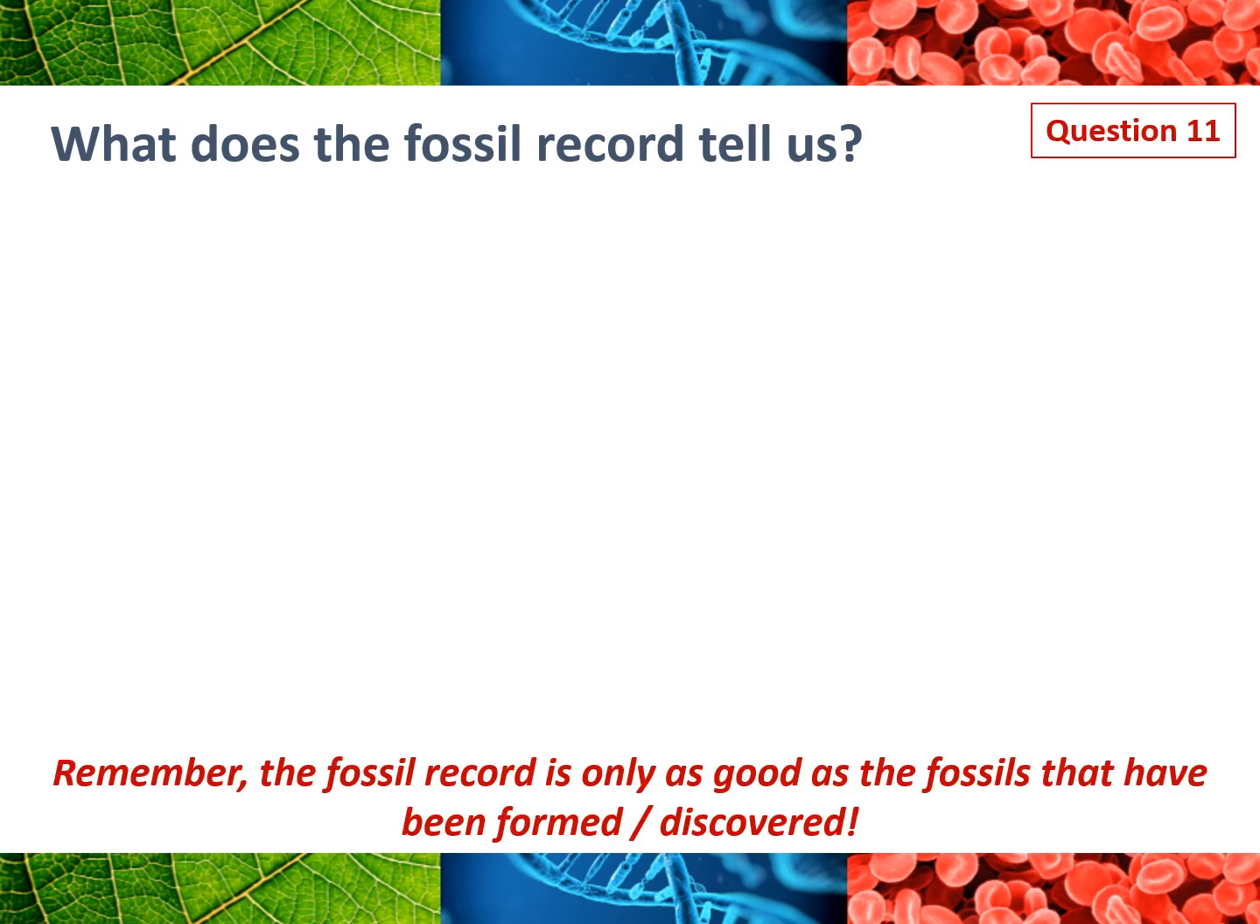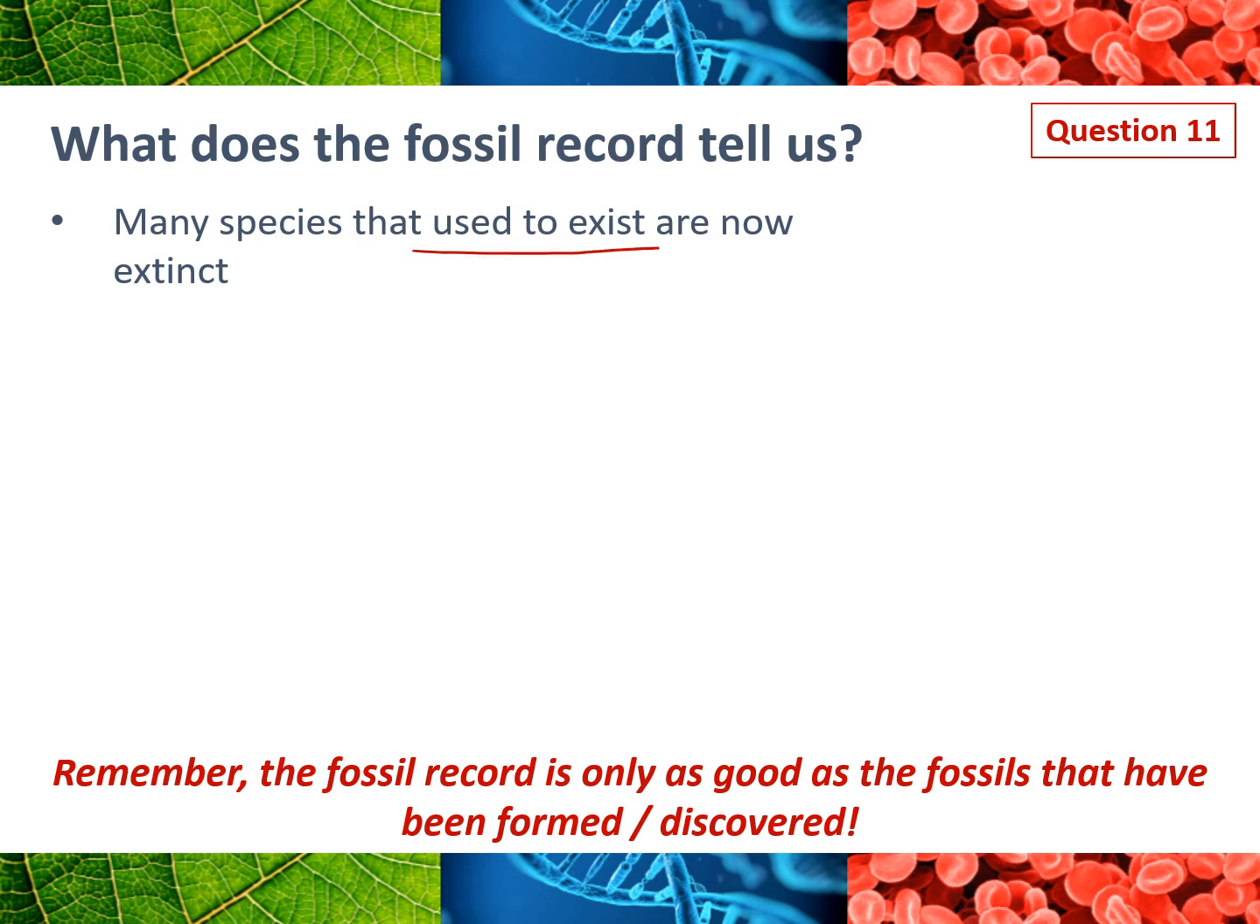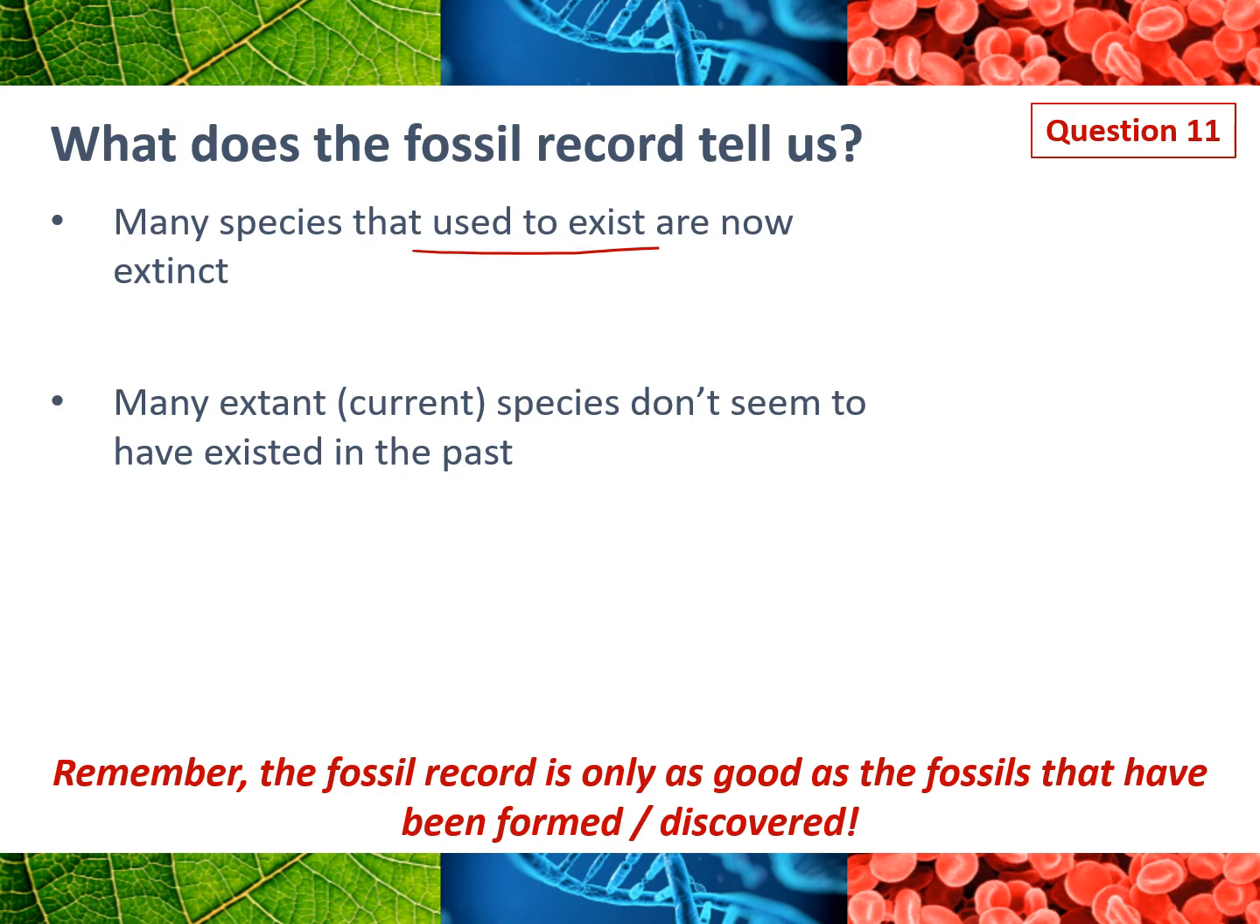The other things that the fossil record tells us, or just a couple of other key findings. Many species that used to exist are now extinct. Okay, a key example of that being dinosaurs. We know that because we have found fossils of these organisms, and humans have reached pretty much every single corner of the world now, and those organisms no longer live.